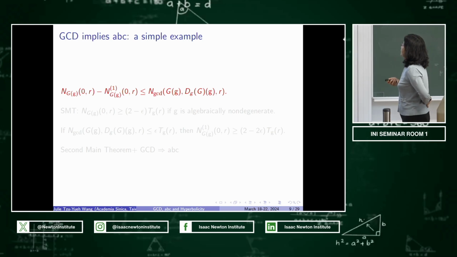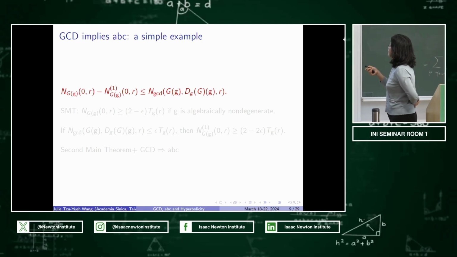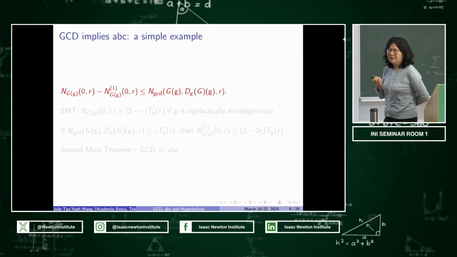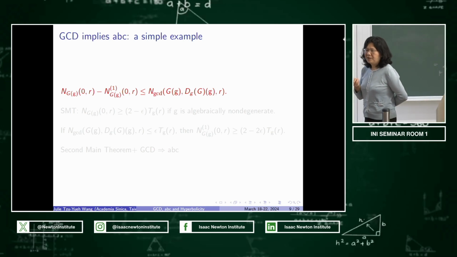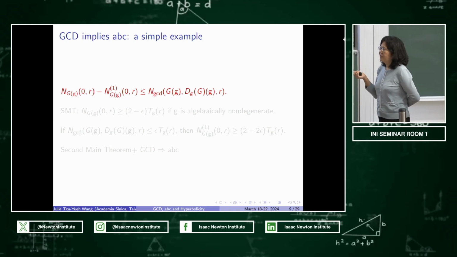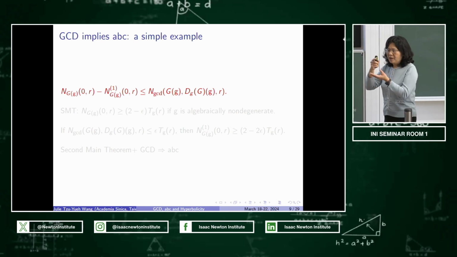Okay, so now this is what we get. Oh, it's back. So this is what we get. Okay, and then earlier you have seen what the second main theorem is. The second main theorem basically tells you, in our case, we have the polynomial G, and then we have a coordinate hyperplane. So we have 4 components.